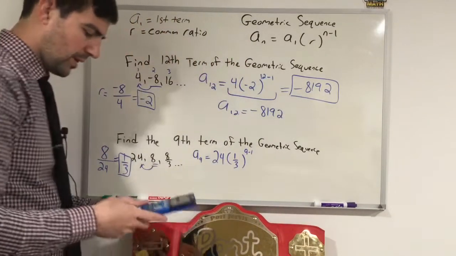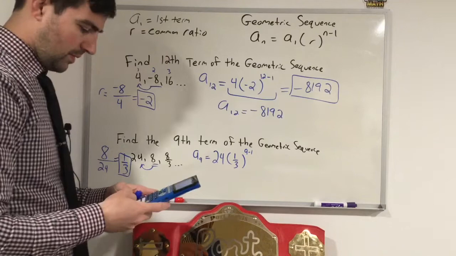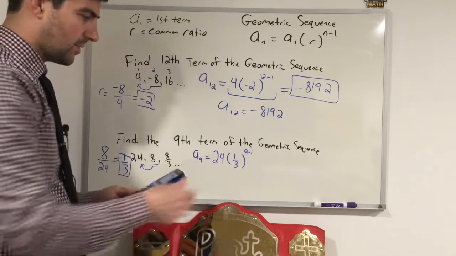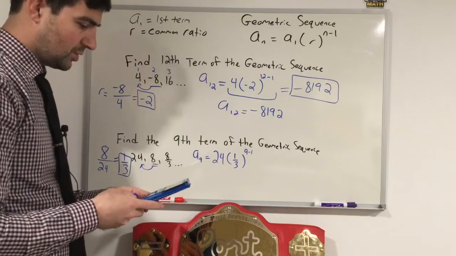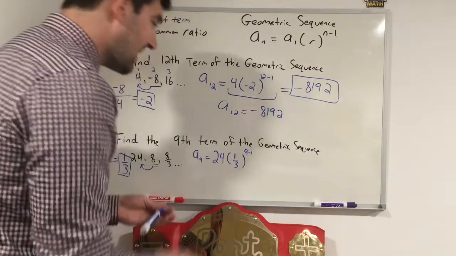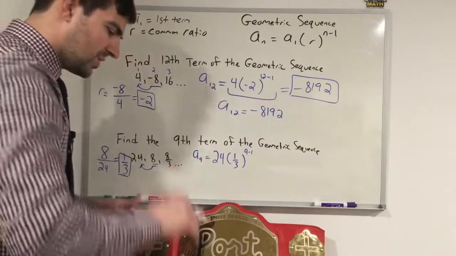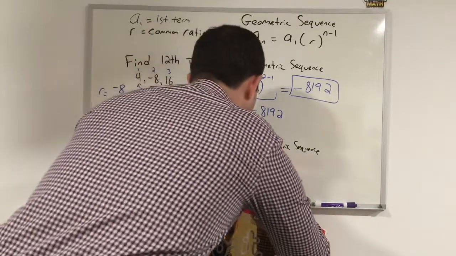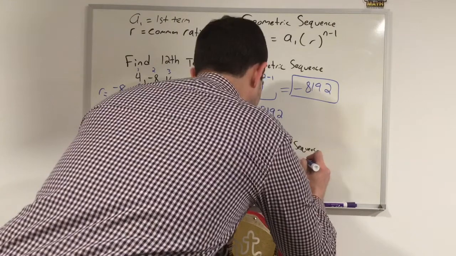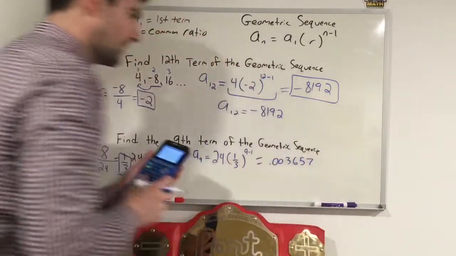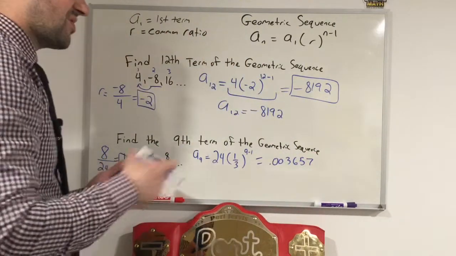So go to your calculator. 24 parentheses 1 divided by 3. Remember, fractions can be put in just as a division problem. And I'm going to raise it to the 8th power, 9 minus 1. So the decimal that I get here is 0.003657. I want to round to the nearest thousandth.